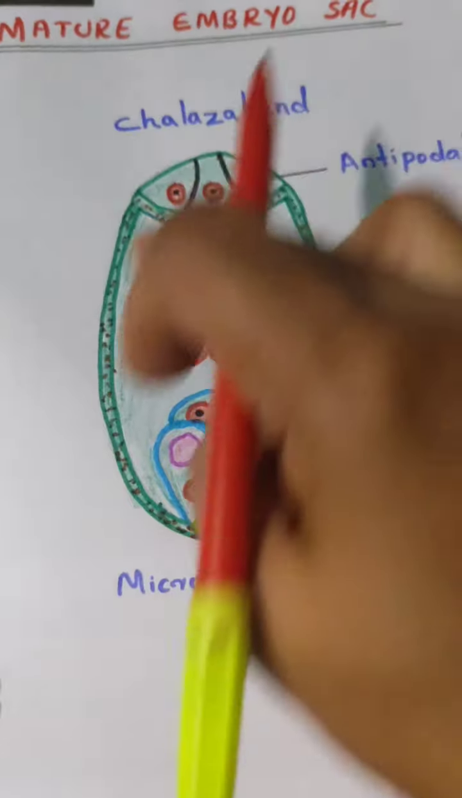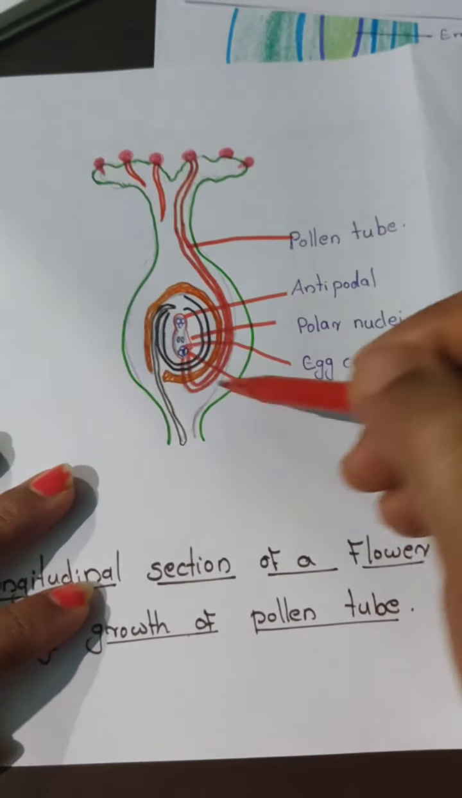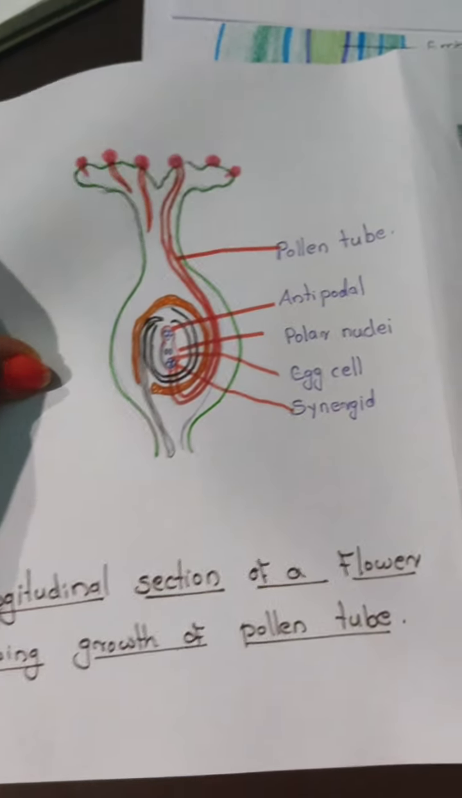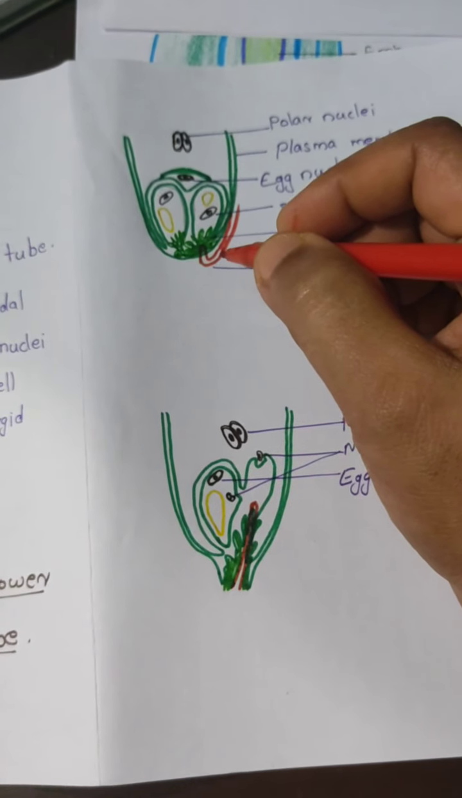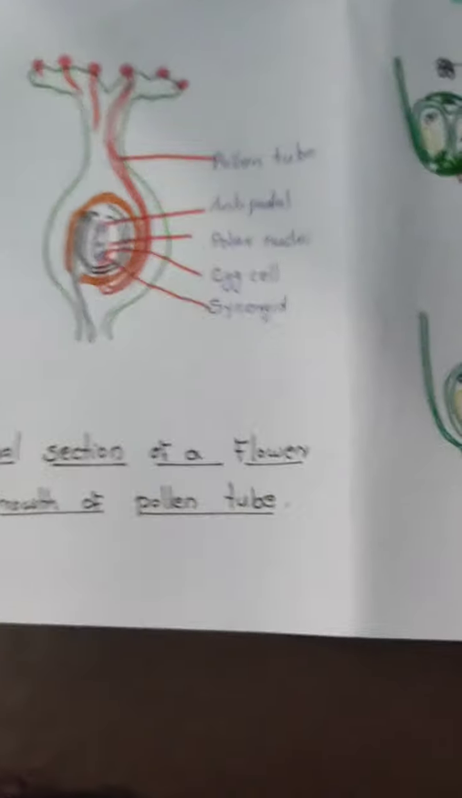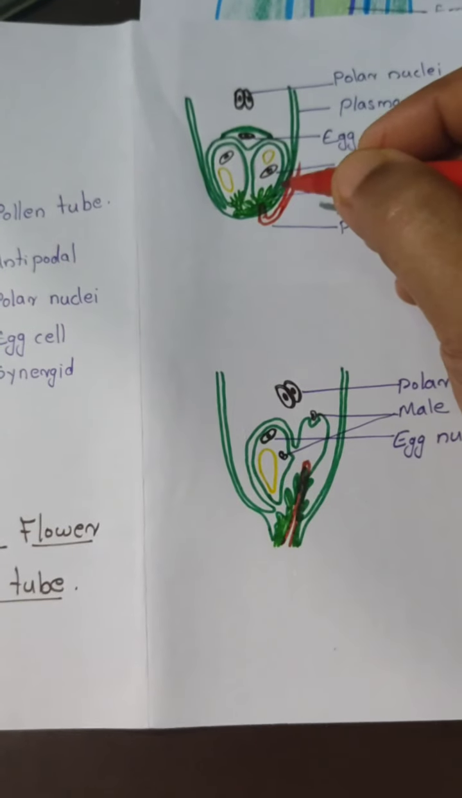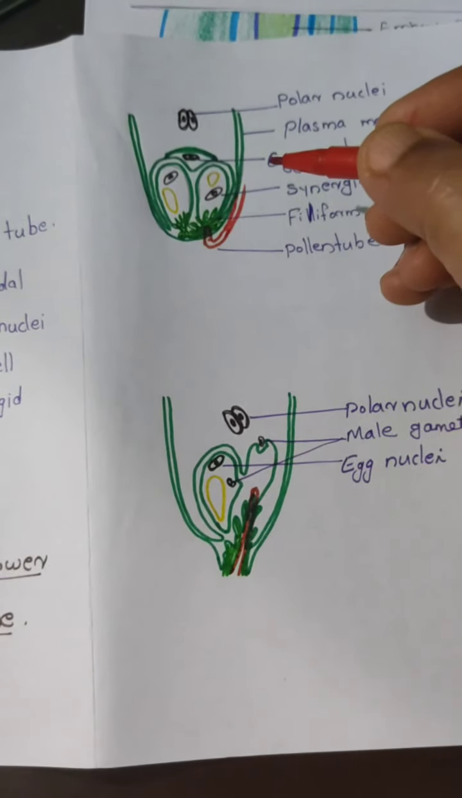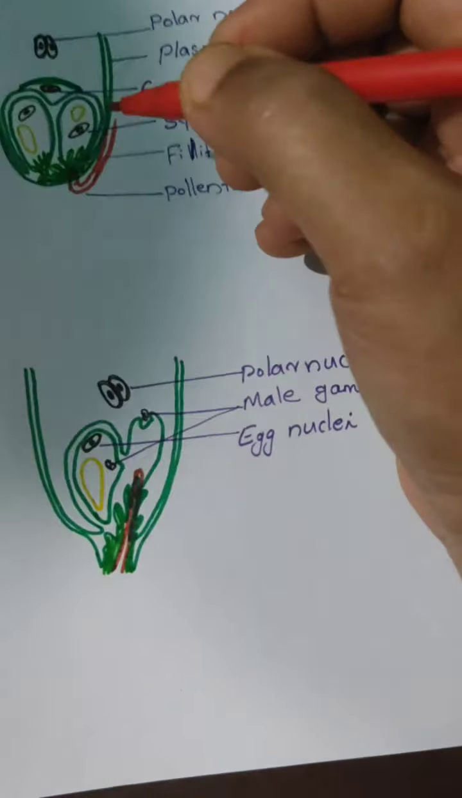This given diagram is a portion of the embryo sac. These are the parts of the embryo sac, which we studied in our previous class. This is the pollen tube, which enters into the embryo sac. If the pollen grain is at the two-celled stage, the generative cell divides and forms two male gametes inside the pollen tube. If the pollen grain is at the three-celled stage, the pollen tube carries two male gametes from the beginning.